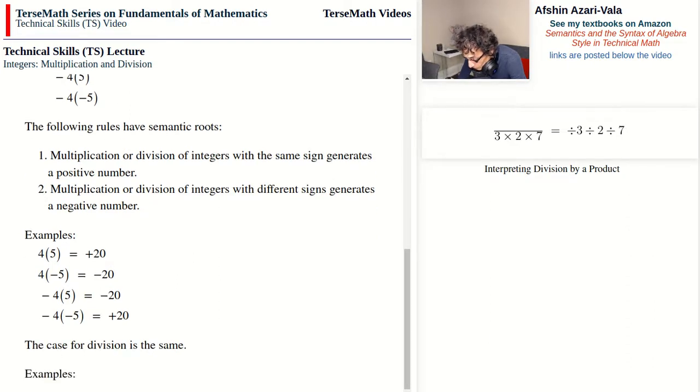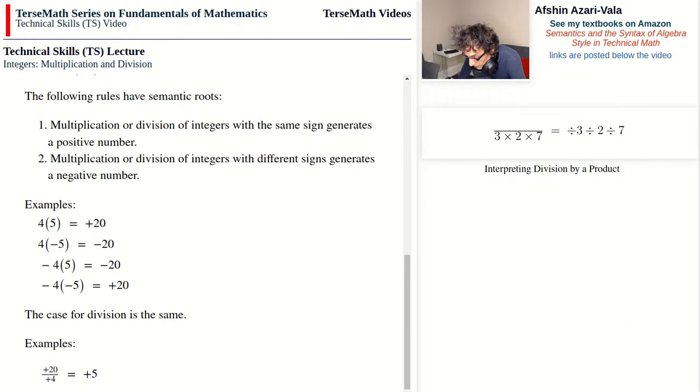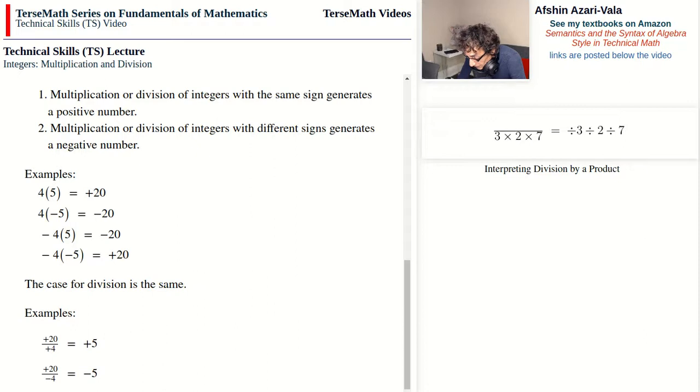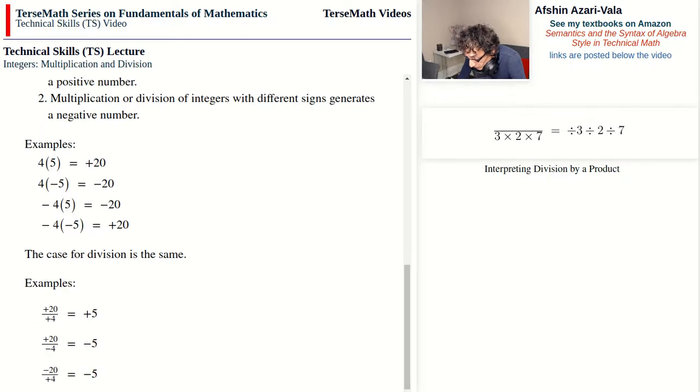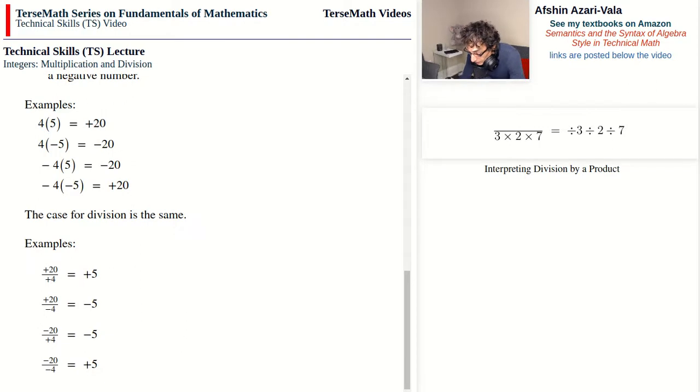Division is the opposite of multiplication, of course. And so positive divided by positive is positive. Positive divided by negative is negative. Negative divided by positive is negative. And negative divided by negative is positive. So again, if the two numbers have the same sign, we get positive. If they have different signs, we get negative.